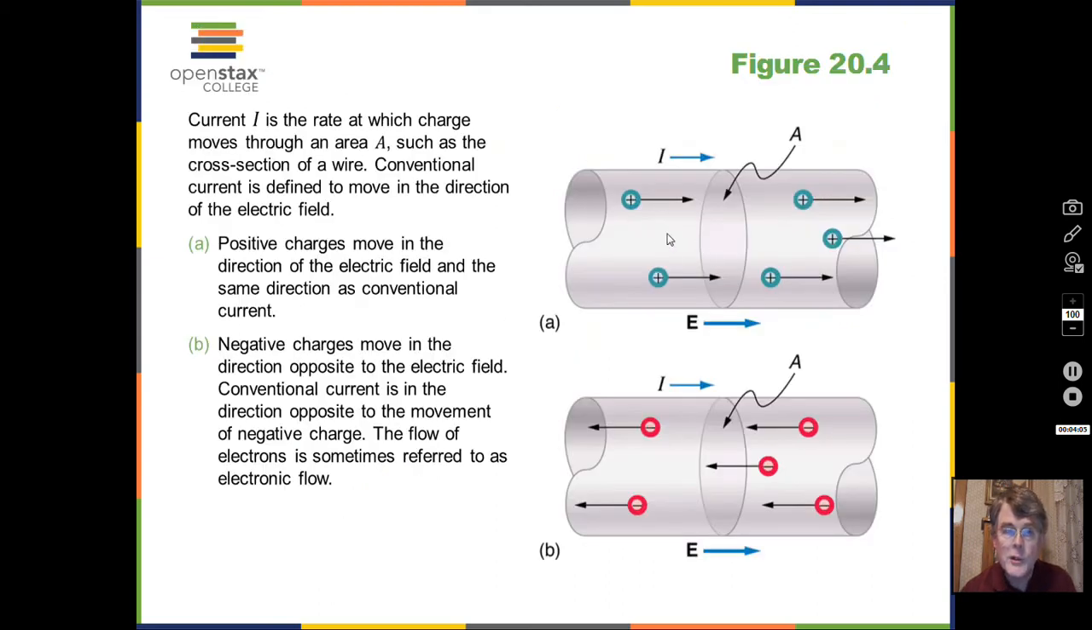Again, there'll be an electric field established by that potential difference across the battery, and the plus charges would move in the direction of the electric field. The electrons that are actually moving, of course, move in the opposite direction. Force equals Q times E. When the Q's are negative, the force has the opposite direction compared to the direction of the electric field. But again, we're going to use conventional current. We won't worry about that.